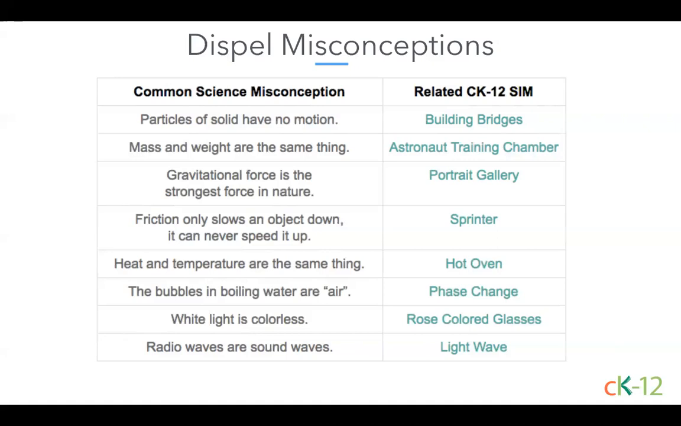And you can use the building bridges sim to highlight the solid particles of the Golden Gate Bridge that are actually jiggling. The animations in that sim are awesome. On the second one there, that mass and weight are the same thing, you can dispel this notion by using the astronaut training chamber sim to show how the mass on various planets stays the same, but the weight or the force due to gravity differs. And this sim even allows students to explore the gravitational constant on Dione, Saturn's moon. And I'm actually going to show you this sim next. This chart is linked in the chat window, so if you want to print it out or save it, it's in PDF form there for you.